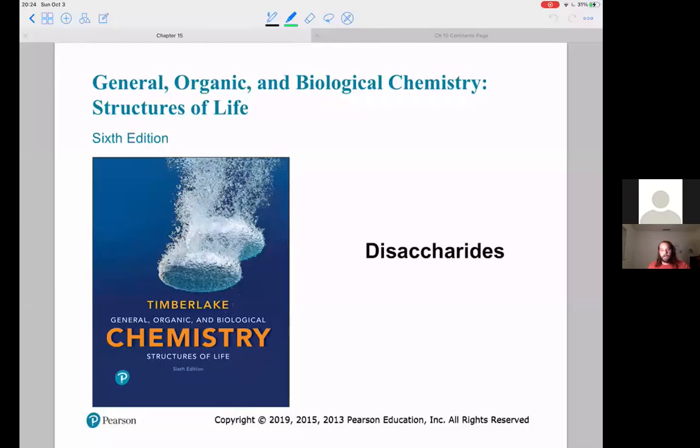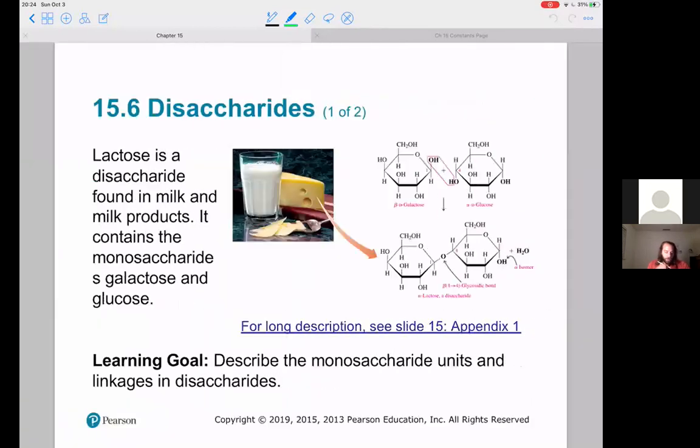All right, so now let's talk about disaccharides. Disaccharides are when you have two monosaccharides linked together. Lactose is a famous one. Lactose consists of both beta-galactose and alpha-glucose, and they get linked together by a glycosidic bond.